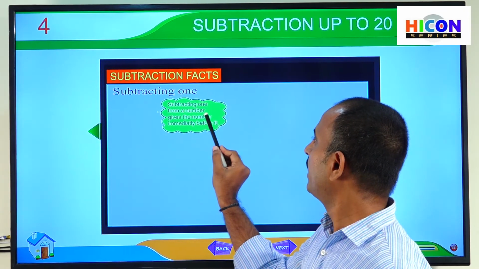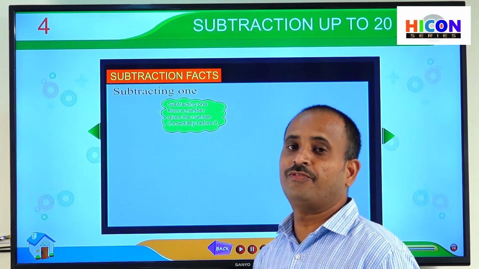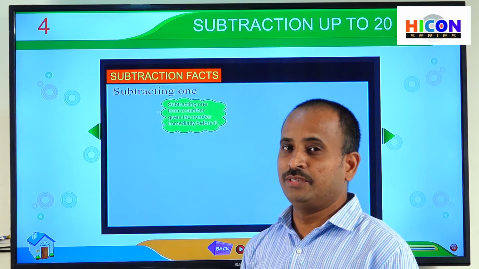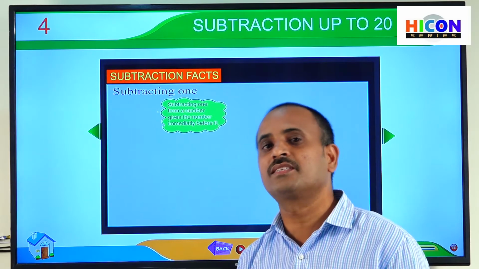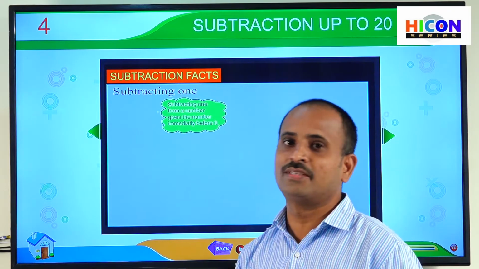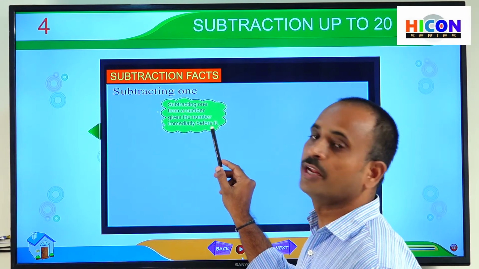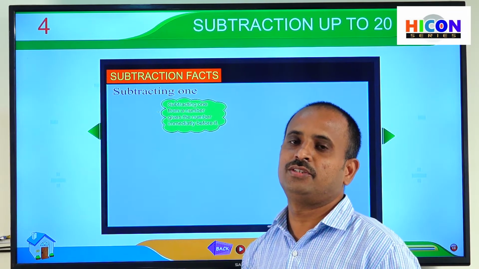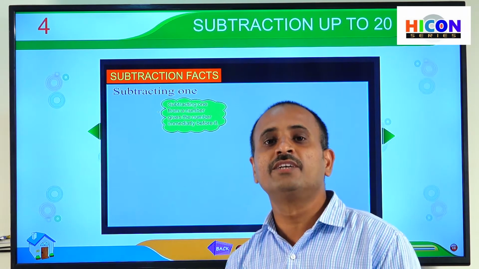Subtracting 1 from a number gives the number immediately before it. So children, if we subtract 1 from the given number, then we will get the number which is immediately before that number. That before number is also called the predecessor. We have discussed in the first chapter what the successor and the predecessor are. So if we subtract 1 from the number, we will get the number just immediately before it. That before number for the given number is called the predecessor. So just simply remember, if we subtract 1 from the given number, we will get its before number.